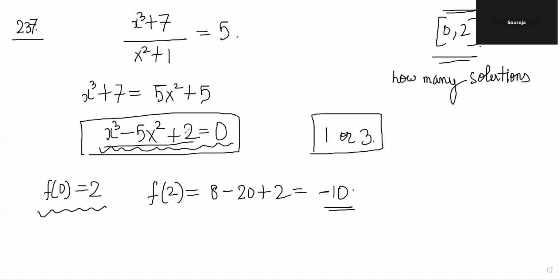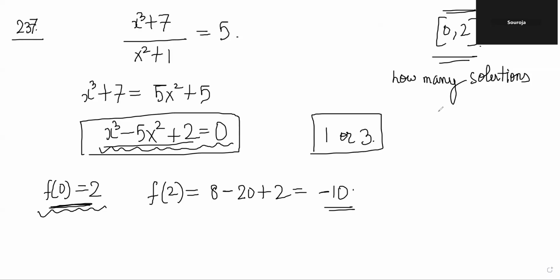So 1 doesn't fit. 1 is not a root, right? Notice that 1 makes it still negative, right? So the root is between 0 and 1. Do you understand? Because f of 0 was positive, f of 1 is negative, correct? So the root is between 0 and 1, but we don't know whether there is one root there or three roots there, right?